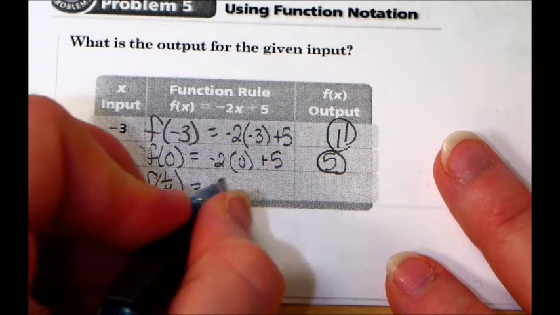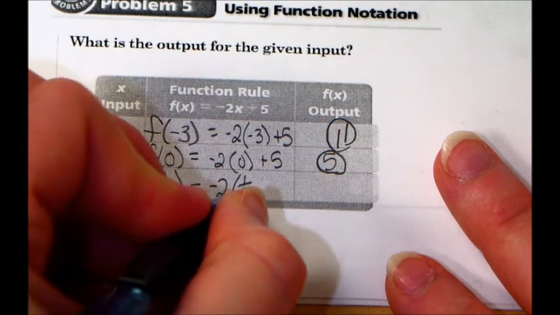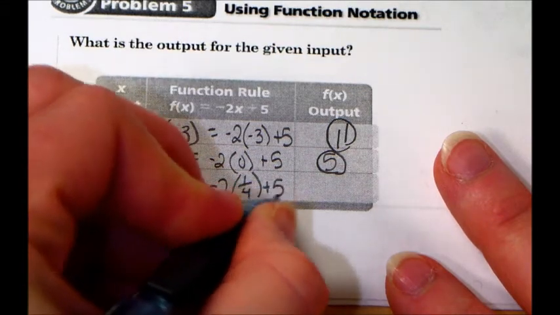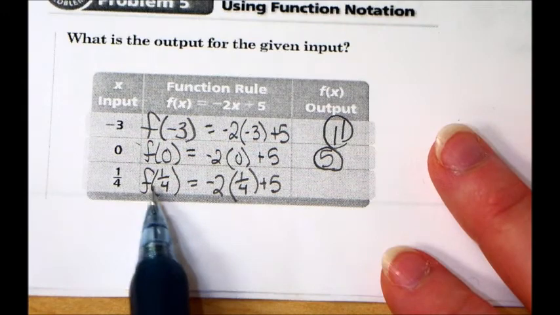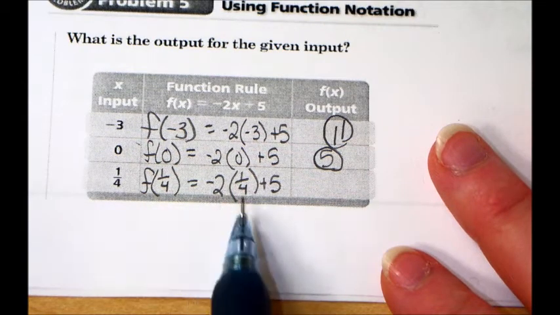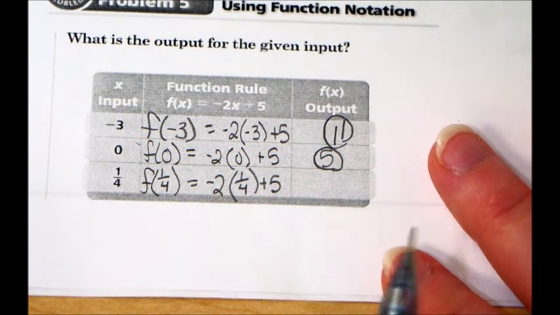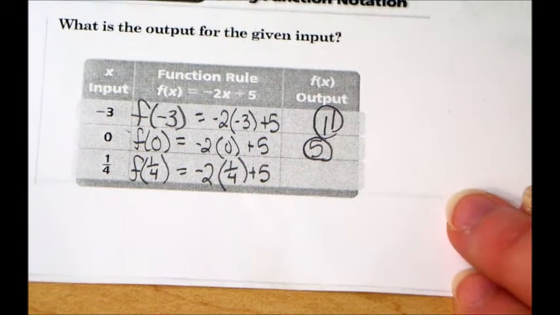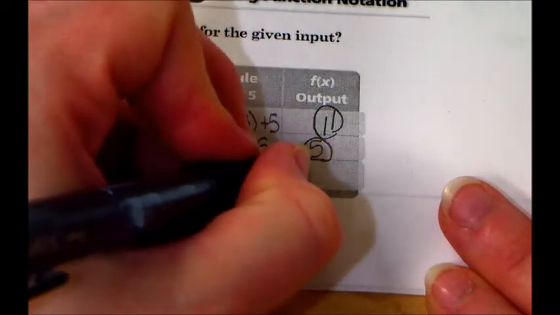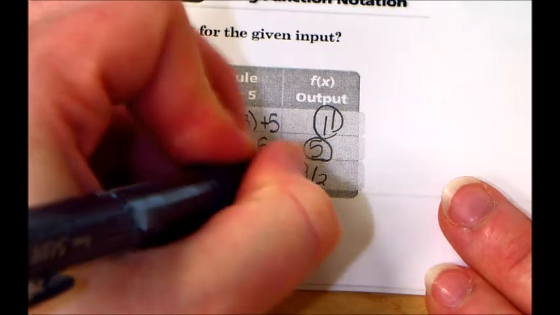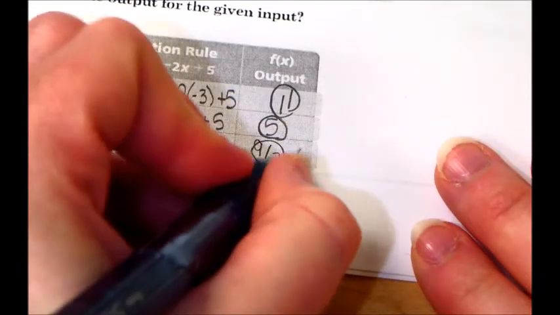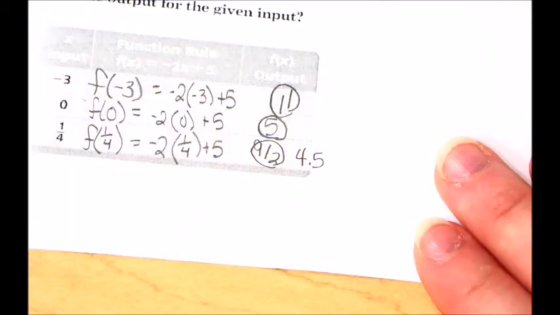So I'm going to do -2 times 1/4 plus 5. This is in function notation showing what I'm plugging in. So it's going to be -1/2 when you multiply here. -1/2 plus 5 is positive 4.5, or we really like to use proper fractions, 9/2. Or if you really want, you can put 4.5. That would be okay too.